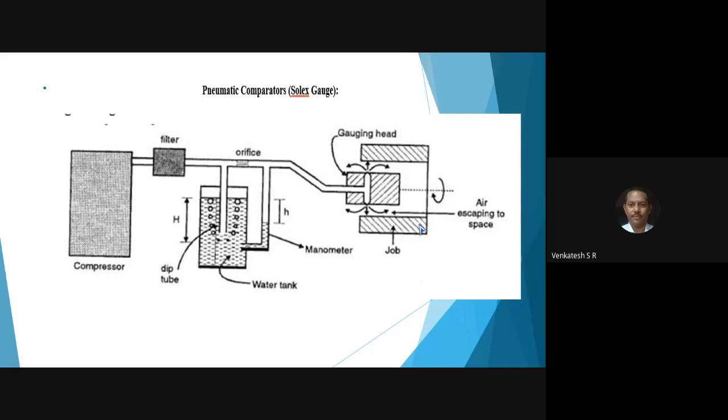In that, the piston moves up and down. So the diameter of the liner, you have to compare with the dimension provided by the customer, that you have to set in the manometer. In the manometer, you have the mercury that rises and lowers in the tube.